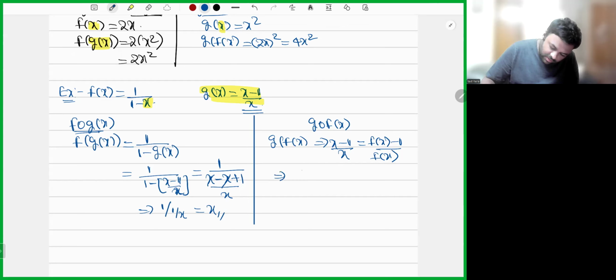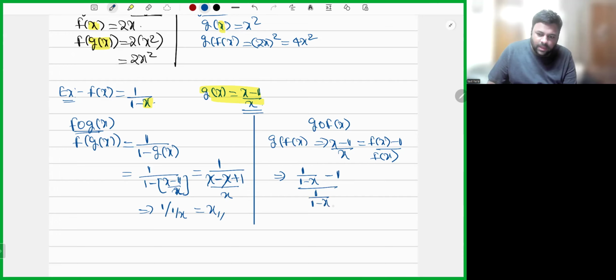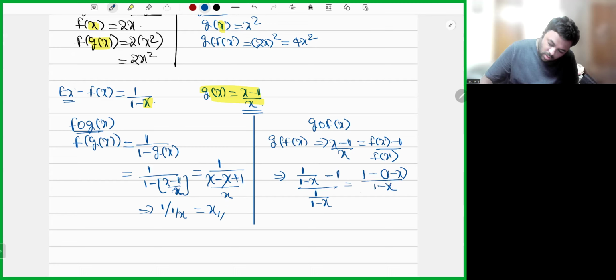F of x is 1 divided by 1 minus x minus 1 divided by 1 divided by 1 minus x. Let's take an LCM. 1 minus 1 minus x divided by 1 minus x, whole divided by 1 minus x. Cancel, cancel. 1 minus 1 plus x. So cancel. Answer is x.